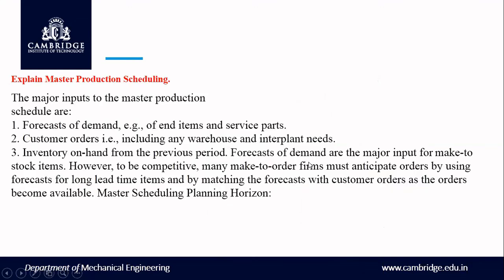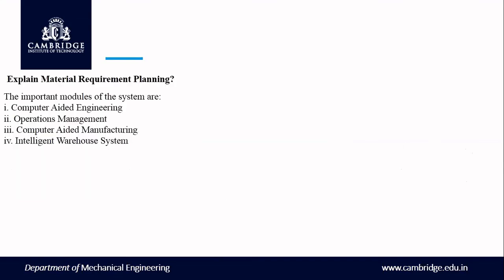All the things were done, you can produce your parts. That is the case. Okay, this is the master production schedule. The major inputs to the master production schedule are forecast of demand, customer order, and inventory on hand from the previous period. These are all related to the theory part. And then material requirement planning is there. MRP, computer aided engineering, operation management, computer aided manufacturing, intelligent warehouse system. Explain the important models of the system. These are all the four models of material requirement planning. And this is what you are supposed to have in material requirement planning.